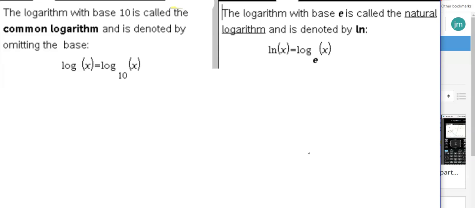Okay, there are 2 other things that are important. If you see a number without a base, like this one, it just says log of x, where's the base? It doesn't seem to be there. Do you remember with square root, sometimes we just write square root of 5? We don't actually write the index of 2 there because it's understood. Oh, just square root, it's just understood to be 2.